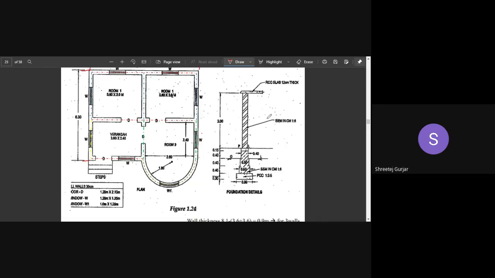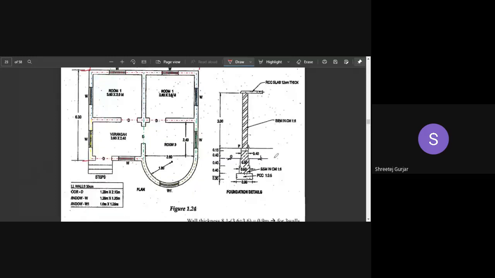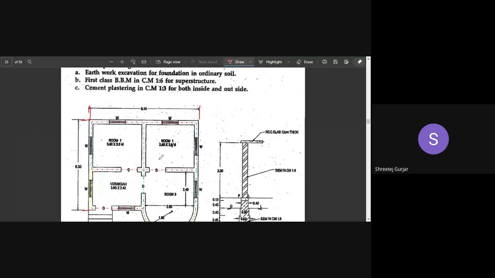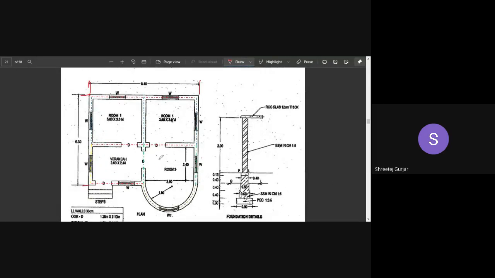This is brick masonry in cement mortar 1:6, and you can observe there is no mention of wall thickness over here. Can you see whether they have mentioned wall thickness anywhere? There is no mention of wall thickness in this numerical, right? So the first thing we need to calculate is your wall thickness, because that is not mentioned. And observe that this is 0.4, so this will be around 0.3, right?